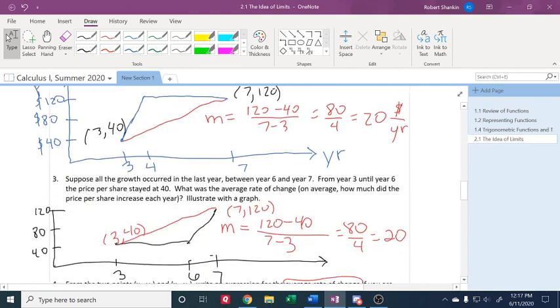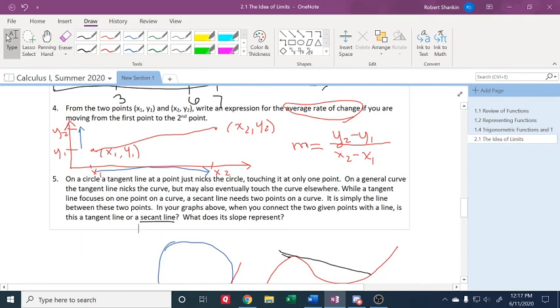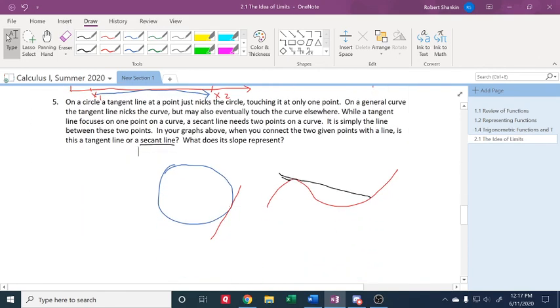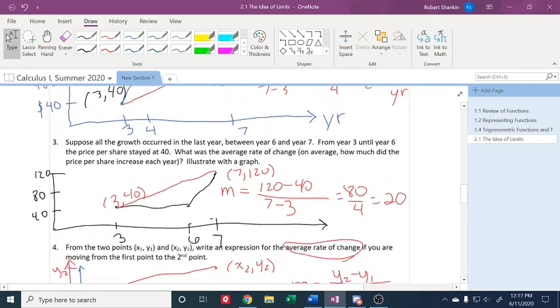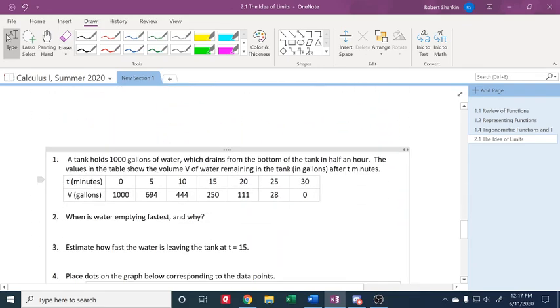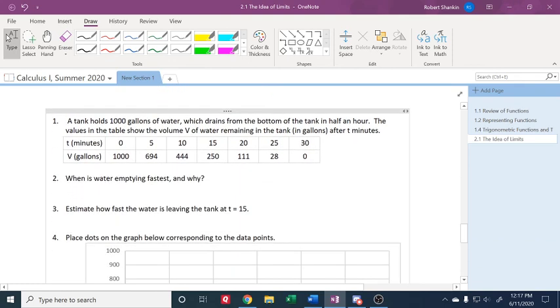Now, there are other times that instead of looking at the average rate of change, I want the instantaneous rate of change. Instantaneous rate of change is going to be not a secant line, but a tangent line. It's going to just nick a curve. But so far, all our examples have been on secant lines. All right. Now we go to a new set of problems.